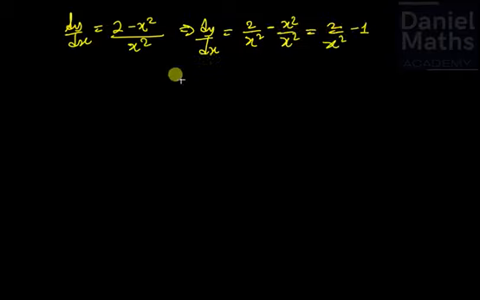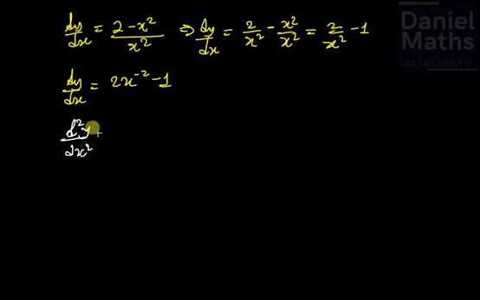And then I can also write that dy over dx can be written as 2x raised to minus 2, minus 1. So this is what we have. Now it means that the second derivative d2y over dx squared is going to be the derivative of this. So this will give us 2 times minus 2x raised to the power minus 2 minus 1, which is minus 3. Okay, so take note please. Let me do this properly. This gives us minus 3.